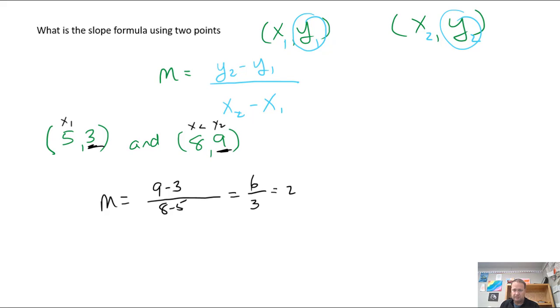If I wanted to do it with a couple of different points, like let's say 0, negative 4, and I don't know, let's go 7, I don't know, let's make negative 1.